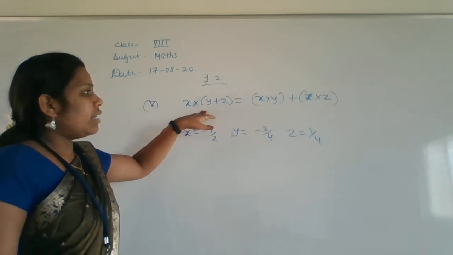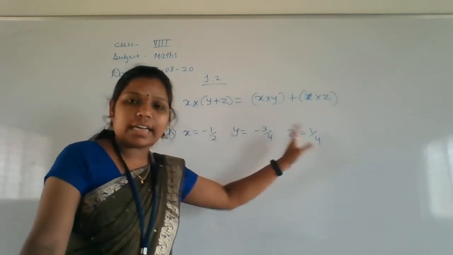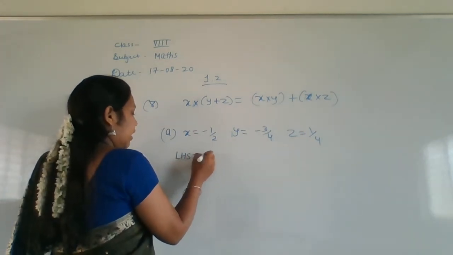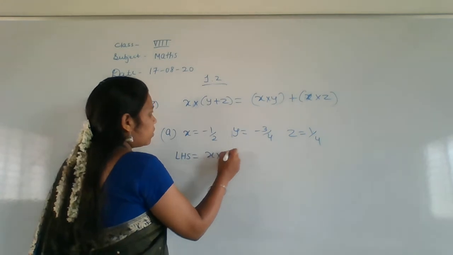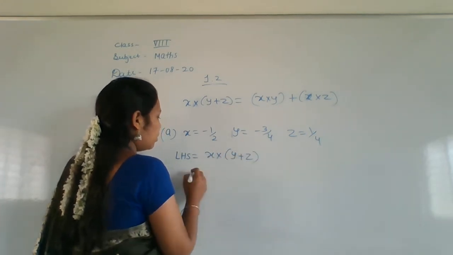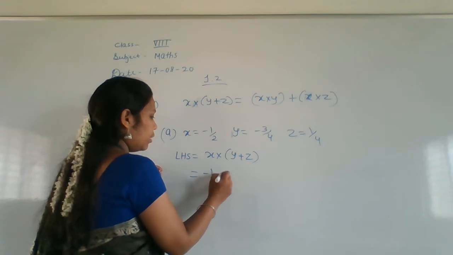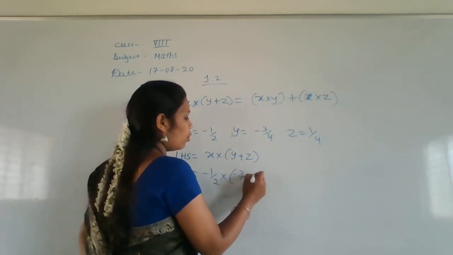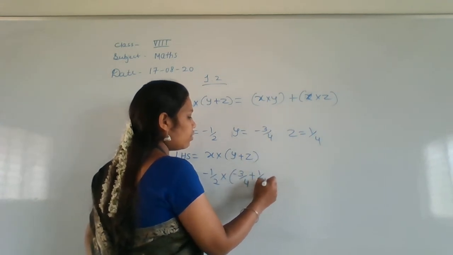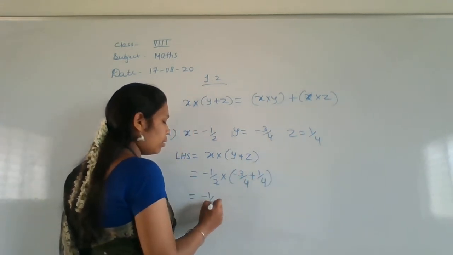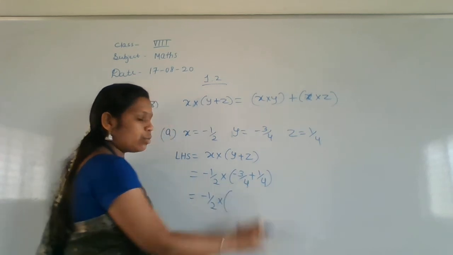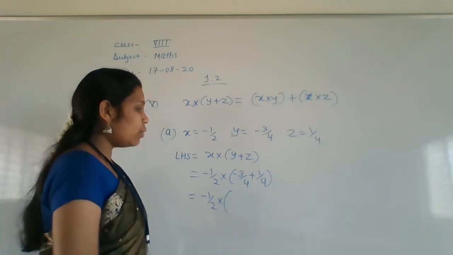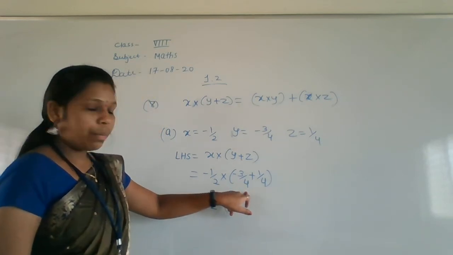Okay, so here we have to take the LHS value first, after that the RHS value. First take the LHS value. LHS is equal to x into (y plus z). x is minus 1 by 2 into y, which is minus 3 by 4, z is 1 by 4. Okay. So do the problem now. First we have to solve the bracket. So do the bracket, in the bracket addition is there. So add the values.